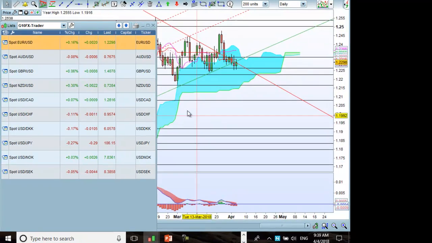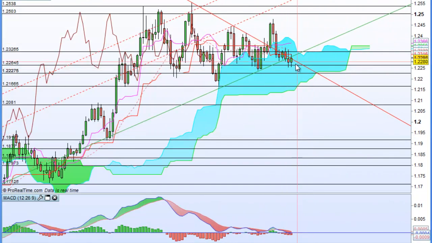As for the big dogs here, GBP US dollar rebounding from the top end of the cloud, and the US dollar struggling to rebound. The downside rebound potential is the bottom end of the cloud here, and then resistance at the top end of the cloud, so somewhat range bound. So we need to see that breakout either way for a significant move.